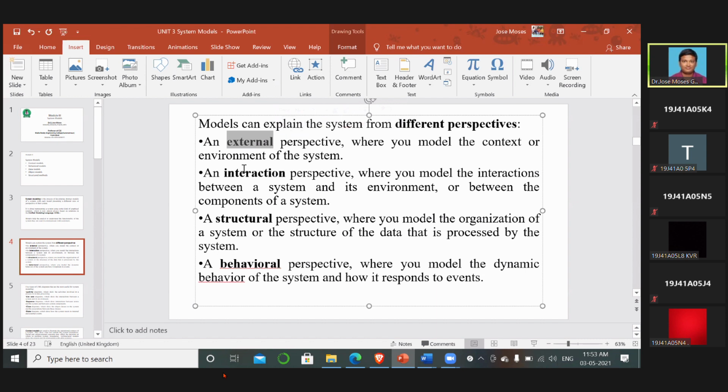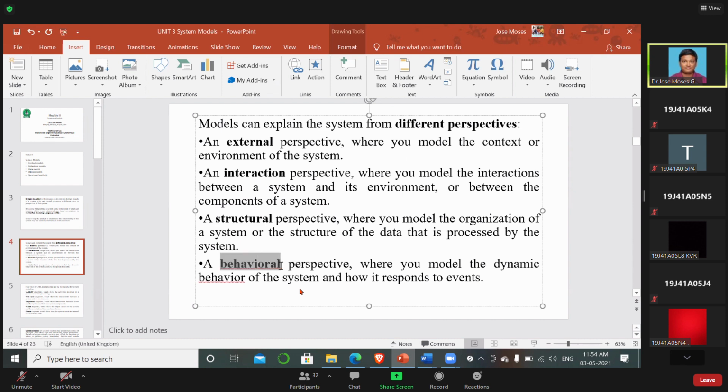Interaction is to understand how the different parts or components of the system interact between them. Here a developer needs to know how the modules are communicating among themselves, and how the modules are dependent on and interacting with each other. The user doesn't need to know the interaction process. And structural, such as DFD, data flow: how the flow of data moves into the system and the organization of the system is shown in the structural perspective.